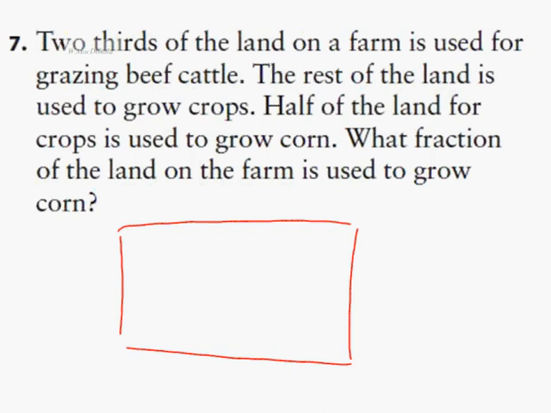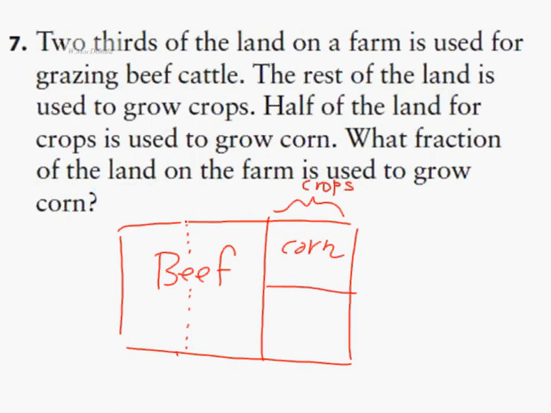And 2/3, so I'm going to draw 1/3 and 2/3, and I'm even going to erase this. So 2/3 on the farm is used for grazing beef. So this is beef. That's 2/3. Let's put a dotted line down here to show thirds. That's all beef. 2/3 of the farm is beef. The rest of the land is crops. So this all here is for crops. That's a third, right? But half of that land is used to grow corn. So half of this is used to grow corn, and the rest is used to grow other crops.